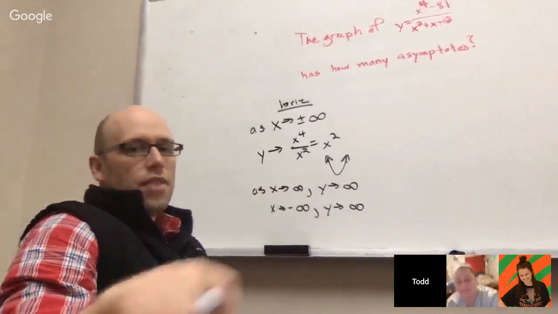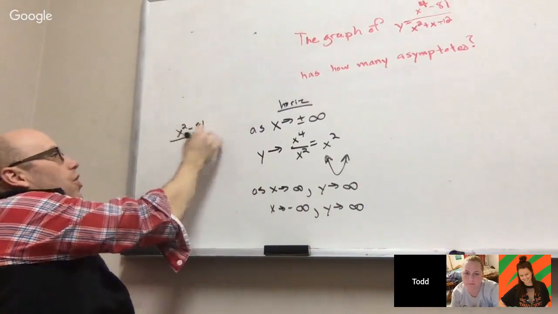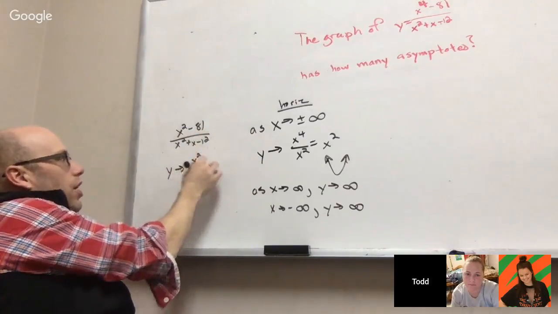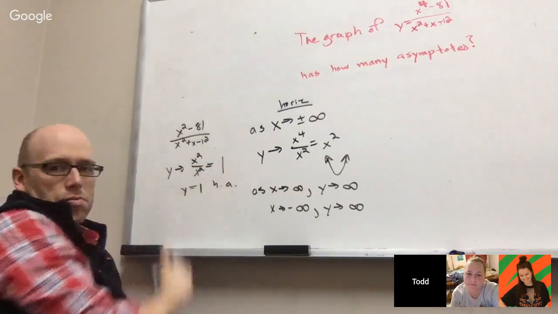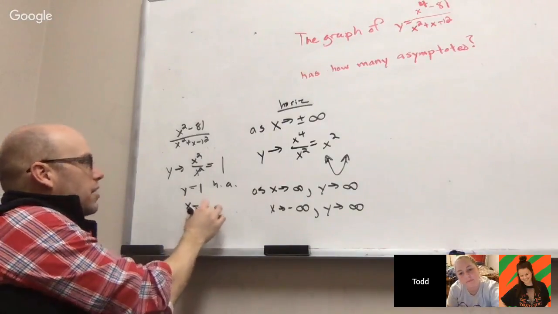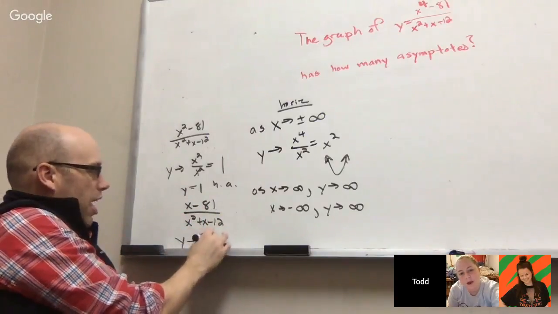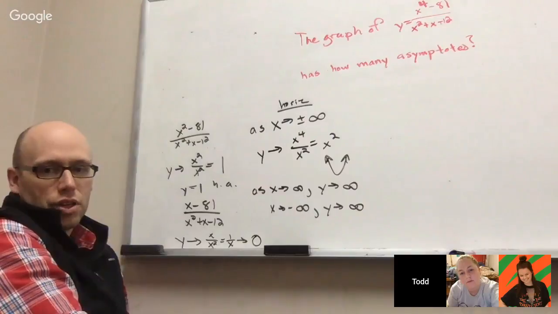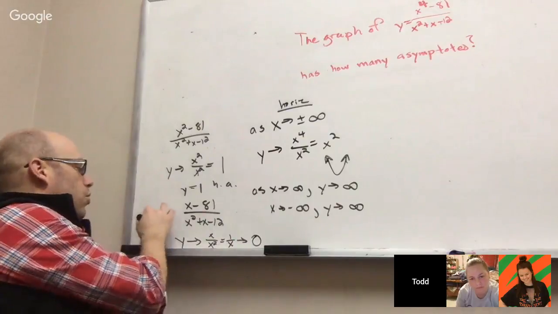If we had something like, let's say, x squared minus 81 over x squared plus x minus 12, then y would approach x squared over x squared, which is 1. So y equals 1 would be a horizontal asymptote. If it was x minus 81 over x squared plus x minus 12, then y would approach x over x squared, which is 1 over x, which goes to 0 as x gets really large. So y equals 0 would be our horizontal asymptote.